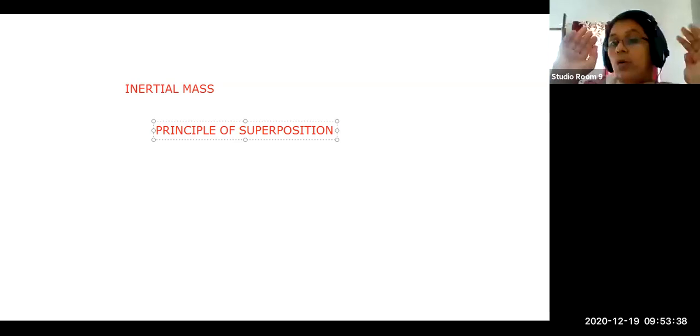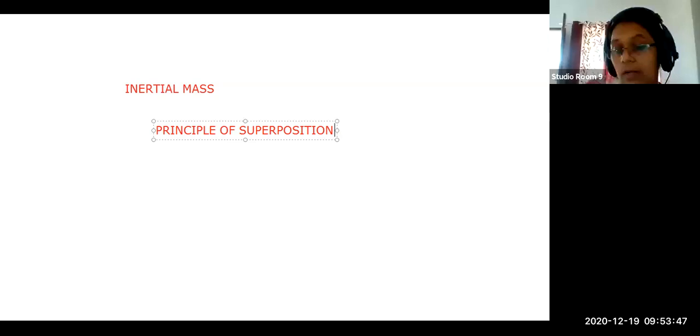So the total mass of the Earth is equal to the sum of the individual masses of the objects on the Earth. Similarly, the gravitational force of the Earth is mathematically equal to the vector sum of the individual gravitational forces of every object on the Earth. That is known as the principle of superposition. This principle is applicable in every branch of physics.